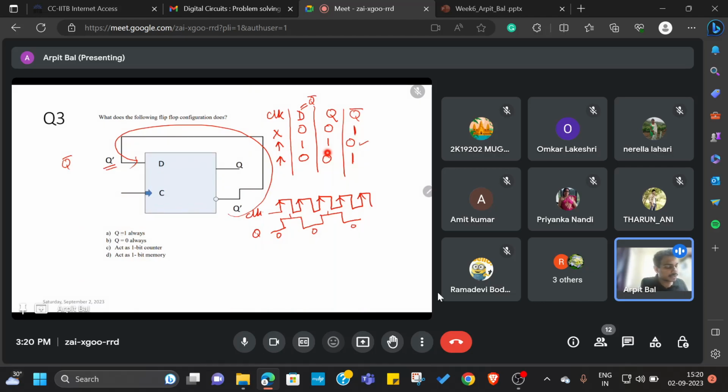So option A is wrong because Q is equal to 1 always, that's not true. Option B is also wrong, Q is equal to 0 always is not true. Now comes option C, acts as a 1 bit counter. A 1 bit counter will count from 0 to 1, then again it will go back to 0. And we are observing that this is the exact behavior that Q is following. So option C is correct, that it is a 1 bit counter.